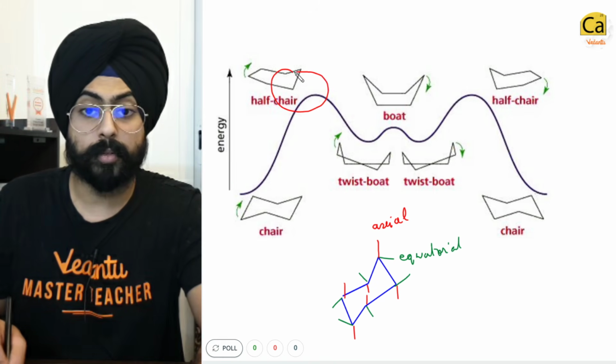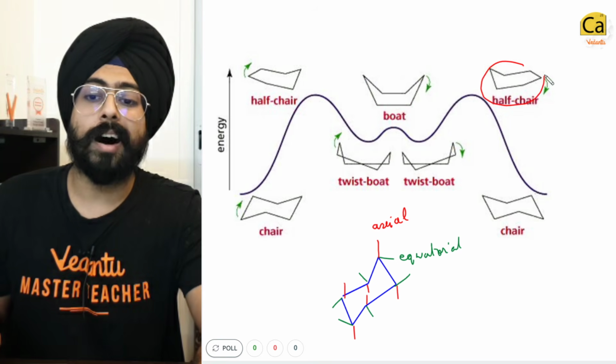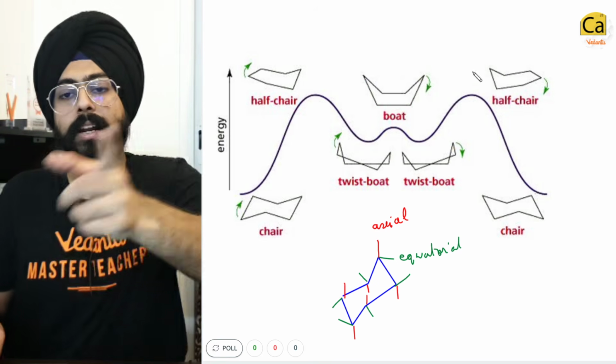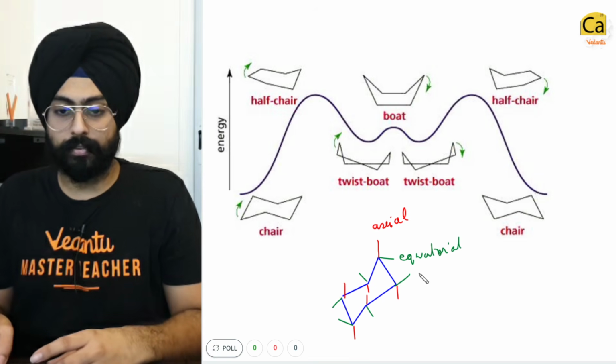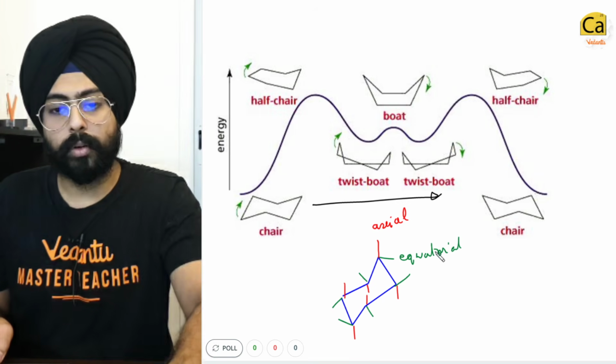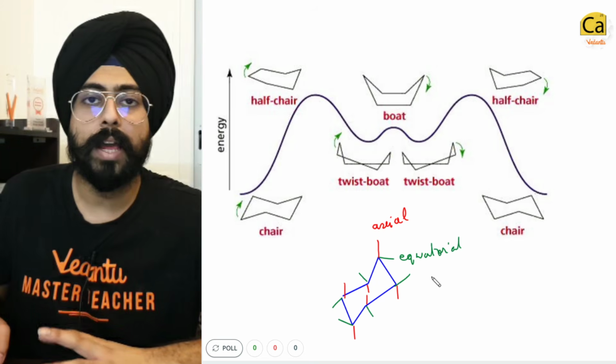Then you have an unstable form, half chair. You have the twist boat, half chair, and chair. My dear friends, when the chair flips from one chair to the other chair, if this flip happens, then what will happen? The axials will convert into equatorial and the equatorials will convert into axial.